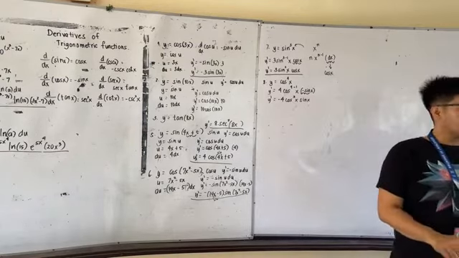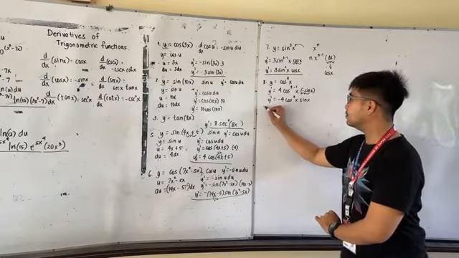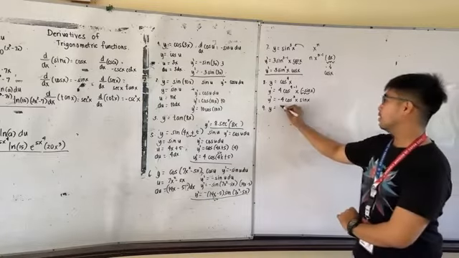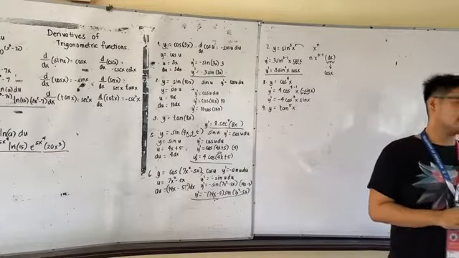Are we clear? Last example for this one, para hindi pa malito, ha? What if you're given now, number 9, y is equal to tangent raised to 5 of x.